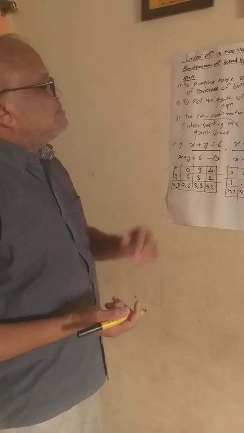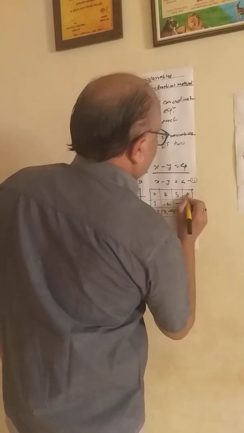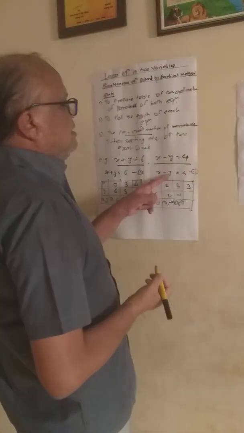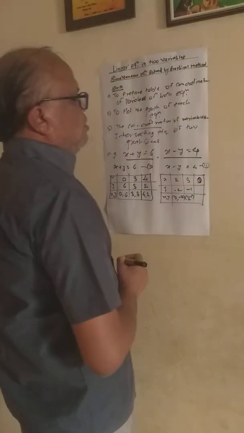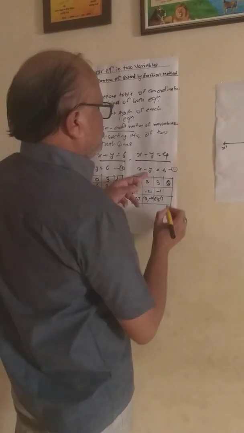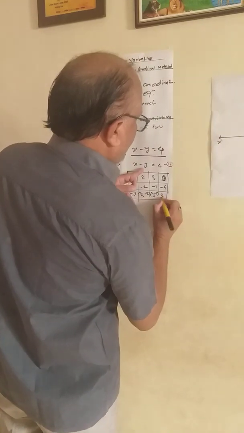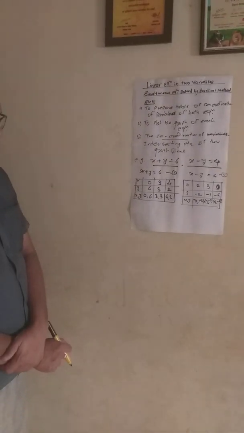Then find the third pair of coordinates. Suppose the value of x is 0. Therefore 0 minus y is equal to 4, therefore y is equal to minus 4. So 0 and minus 4 are the pair of coordinates of x and y.